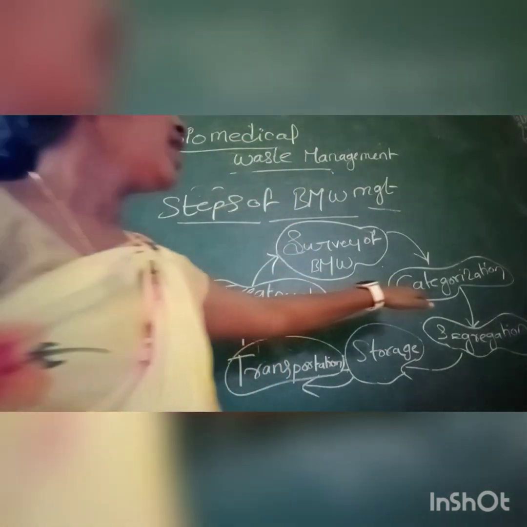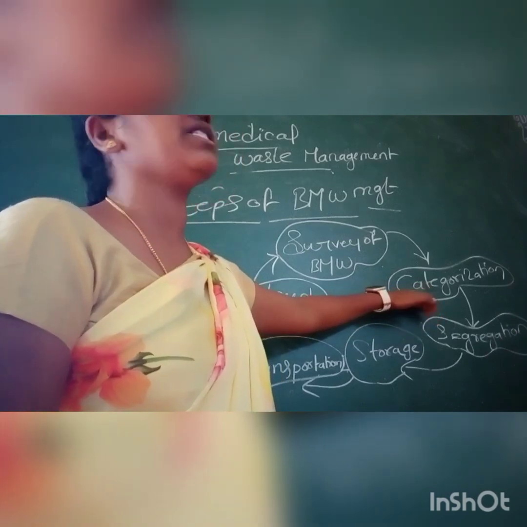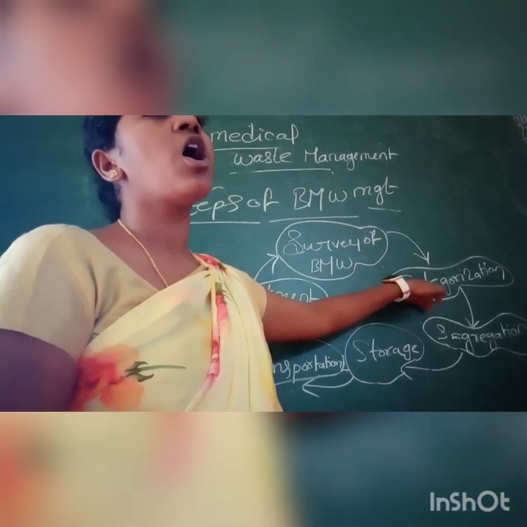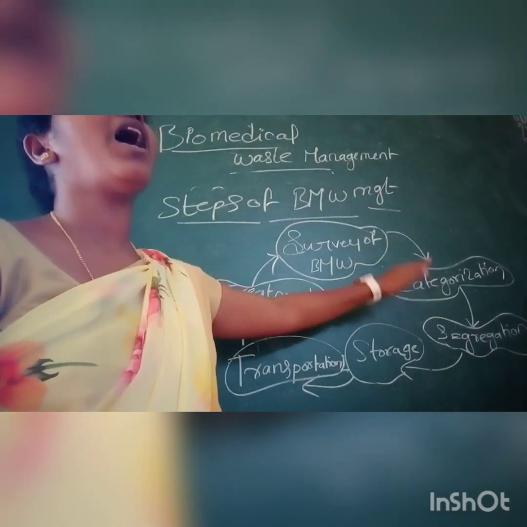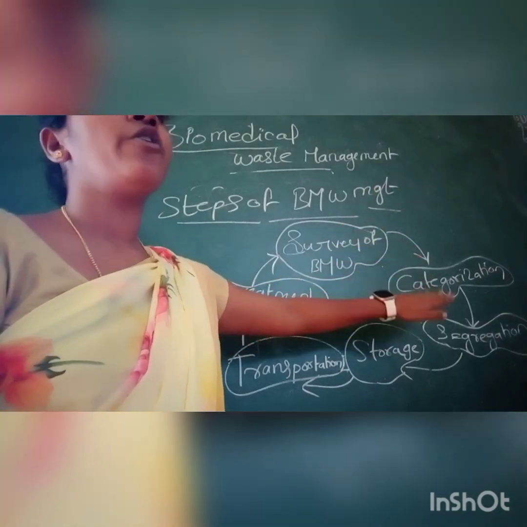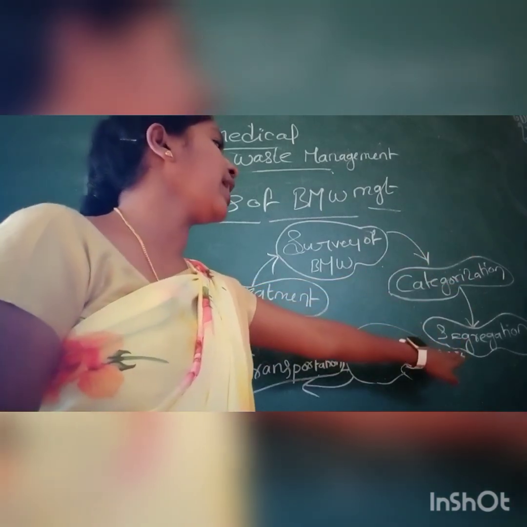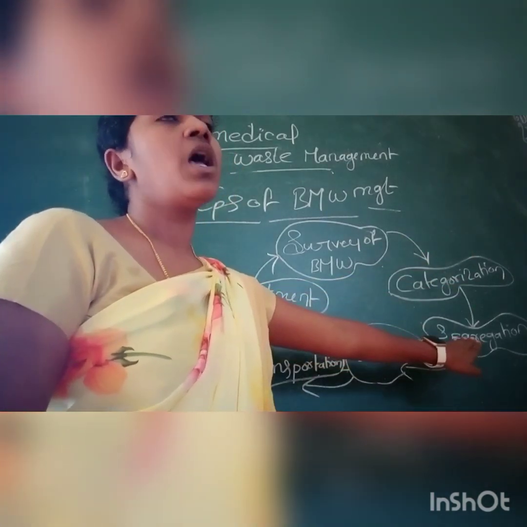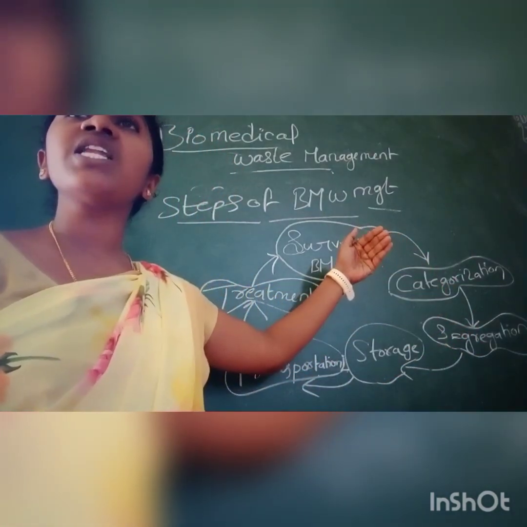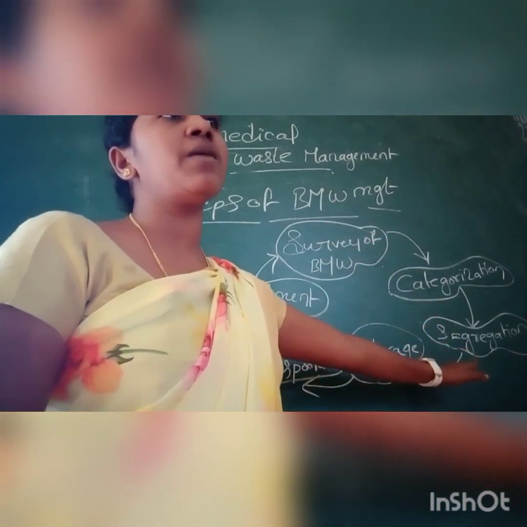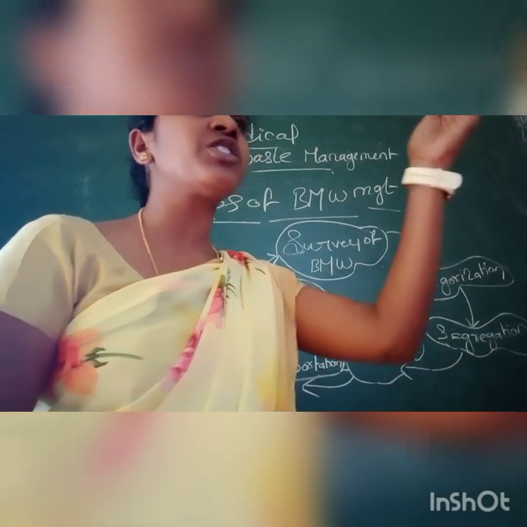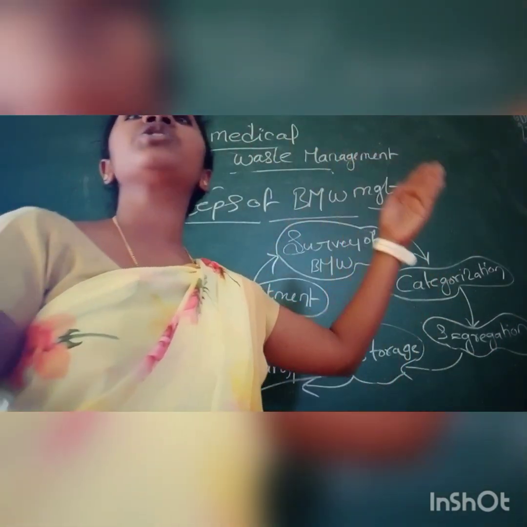After that, they categorize it. Categorization is nothing but determining how much is general waste and how much is hazardous and non-hazardous waste. After categorization, they segregate. The segregation takes place in the hospital itself. Segregation is nothing but separation of infectious waste and non-infectious waste.